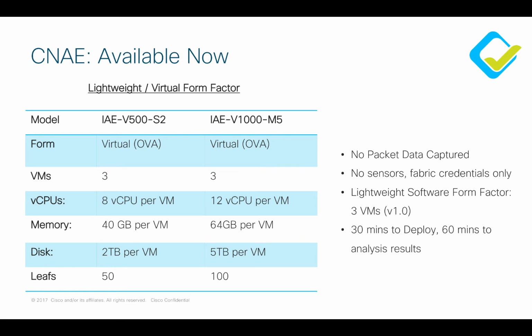And it's important to point out that each of these models has different requirements in terms of the number of virtual CPUs, the amount of memory and storage, and most importantly, the number of ACI leafs it can actually analyze. I also want to point out that the way the Network Assurance Engine interfaces with ACI, there is no packet data captured. You don't need to install any sensors.